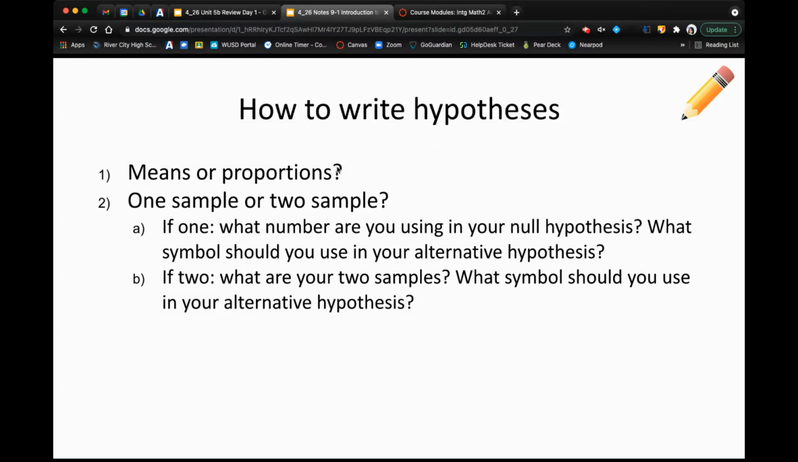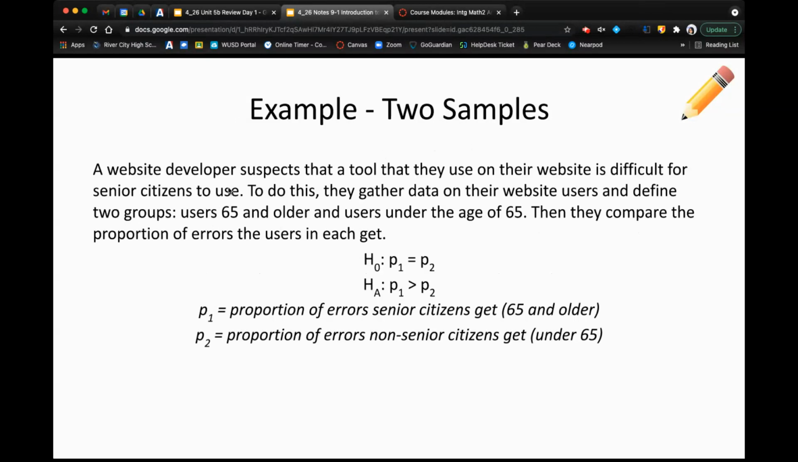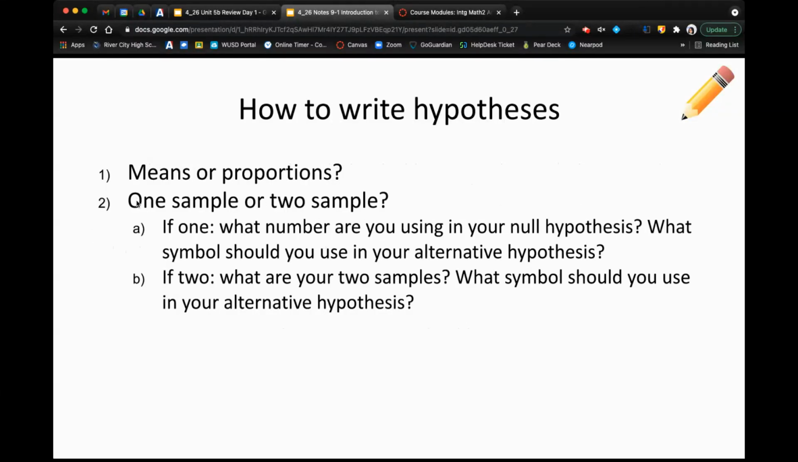So how to write your hypothesis? First thing you need to do is identify means or proportions. So in this problem, we know it's about proportions. It doesn't say anything about means. It also says proportion right here. Then you have to figure out if it's a one sample or two sample problem. If it's a one sample problem, you have to figure out what number you are using in both your null and alternative hypothesis, as well as what symbol you should use in your alternative hypothesis. So look for keywords such as greater than, longer, less than, shorter, things like that.